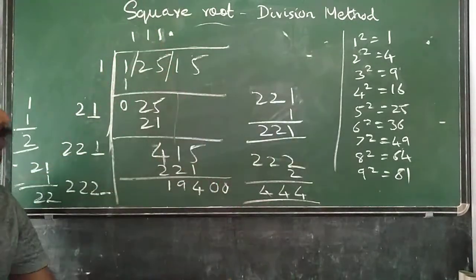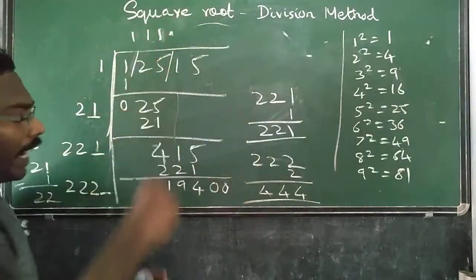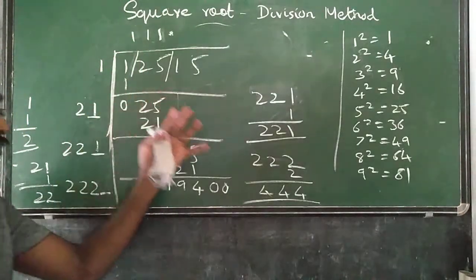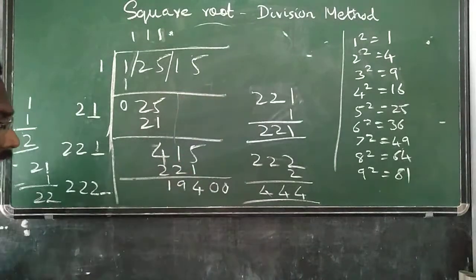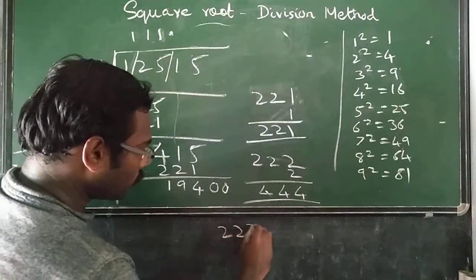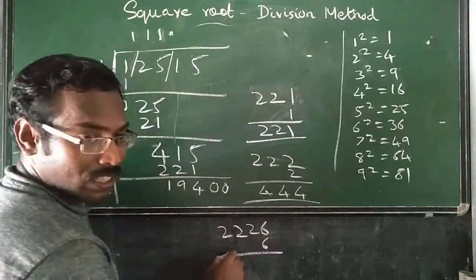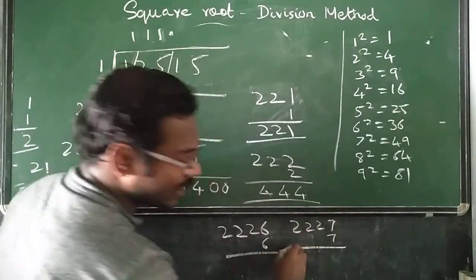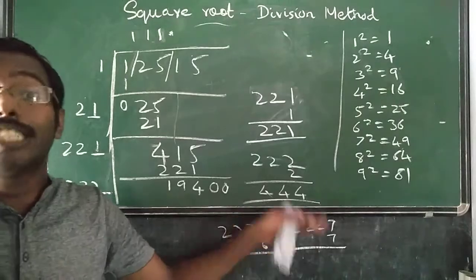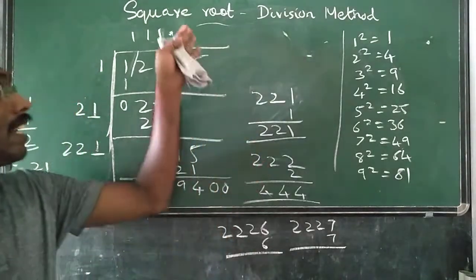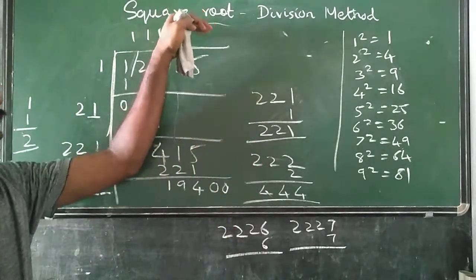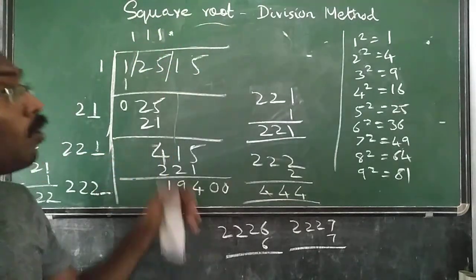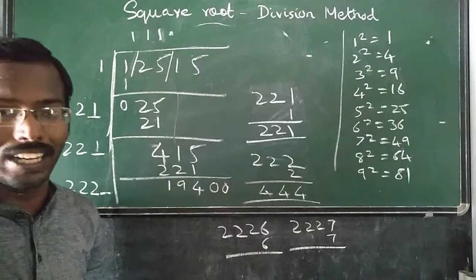Okay. So in the same way you will continue. Here 200, which number do you have to fill? Whether you can fill 6 or 7. For example, 6 means 226 into 6. You have to check. 7 means 227 into 7. You have to check which one is nearest to this. That number you have to write. If you want only 1 digit after the decimal, you stop with this. If you want 2 digits, you can continue.